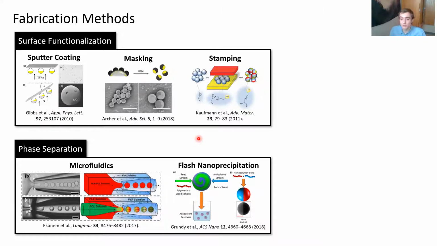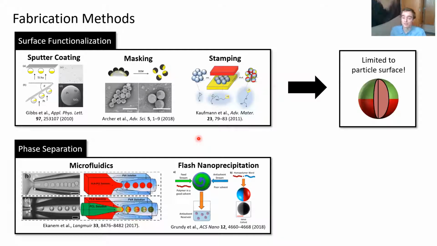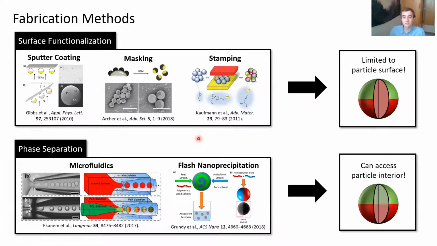The key difference in these two techniques is that in surface functionalization, obviously you can't access the particle interior. It's going to be the composition of whatever your input particle was. But in phase separation, you actually do have some control over the interior of your particle, which is a whole large volume you have some control over and can tailor to your specific application.